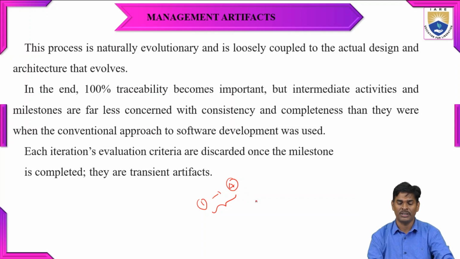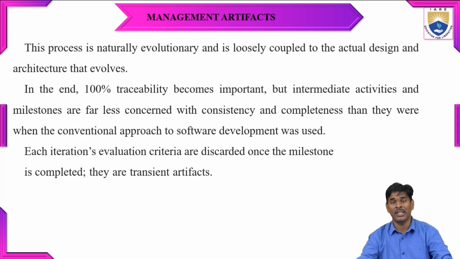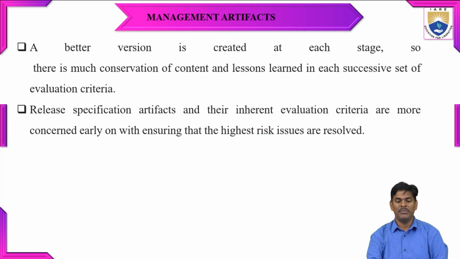inception, elaboration, construction, and transition. Once it is completed without any risk, we can discuss this evaluation criteria, and these will be very transient artifacts. So consistency and completeness will be very important. That's why these four iterations are very important in the management artifacts to improve the business case and also impact the quality threshold. And a better version is created at each stage.